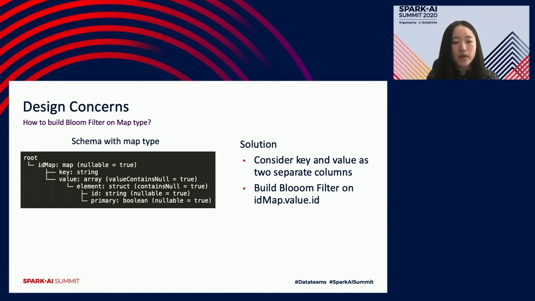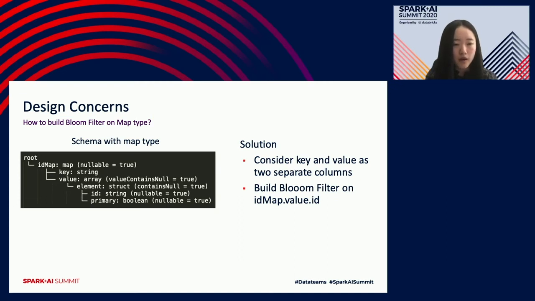One major use case we have for GDPR is to search identity on a map type column. This is a kind of complicated structure with a map as the top level column, and the value of the map is an array. Within the array, each element is a struct, and the identity is stored as a string in the struct. Since we want bloom filter to help with all the GDPR use cases and improve performance, we have to make sure bloom filter can be built on this complicated column.